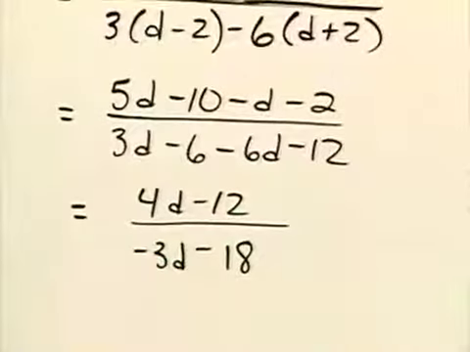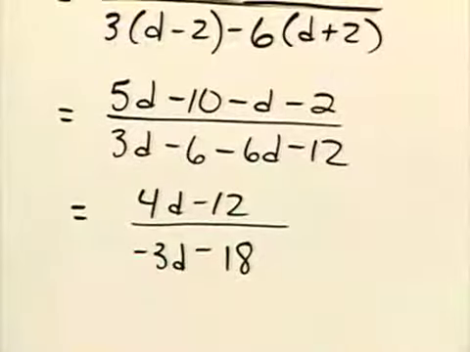Now both the numerator and denominator here have a greatest common factor that we can factor out, but doing so does not help us simplify the problem at all, so this is our final solution.